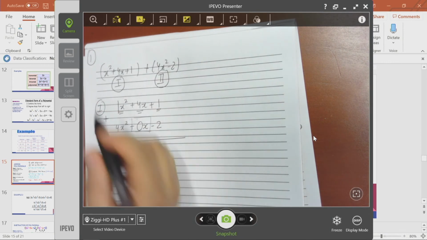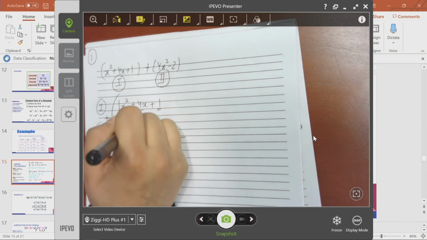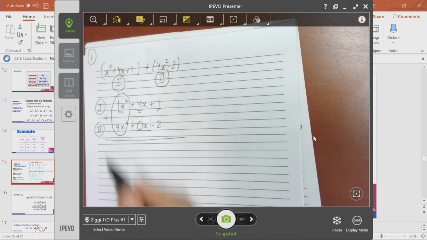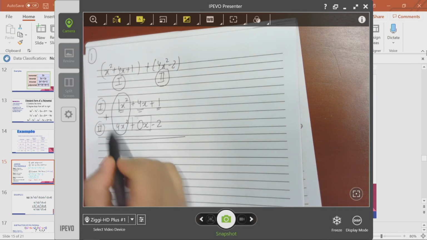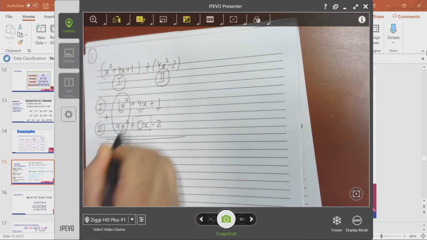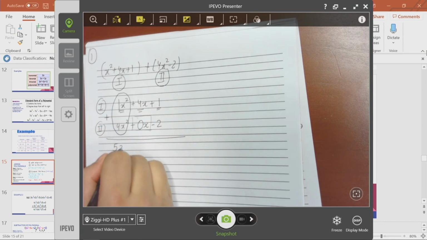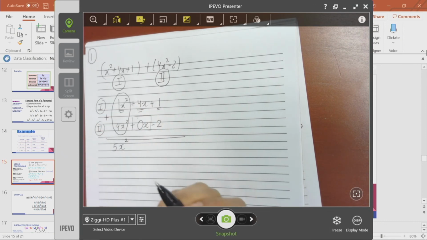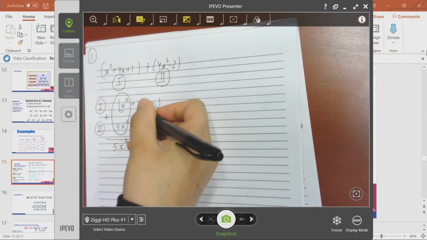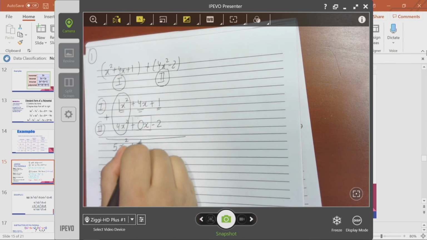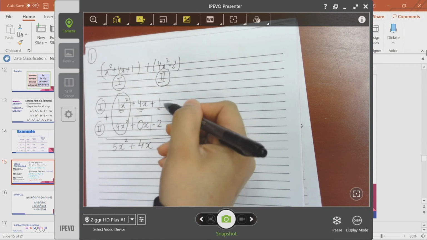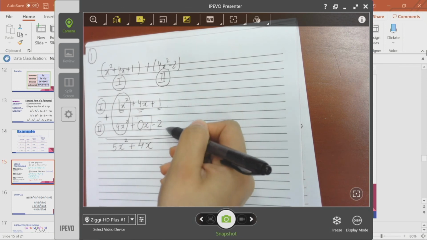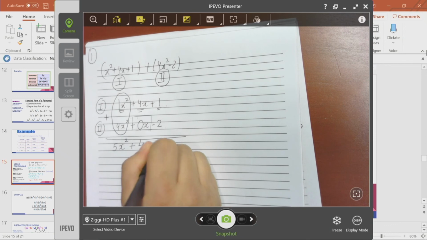And now we can add our like terms. Remember, we will only add our coefficients. 1 plus 4 is 5. We will keep our variable the way it is. Plus 4 plus 0 is 4 with the variable. Now we have 1 plus minus 2. That would be negative 1.